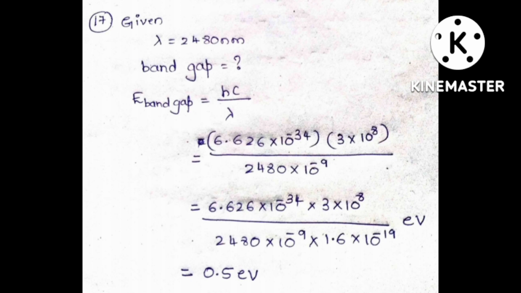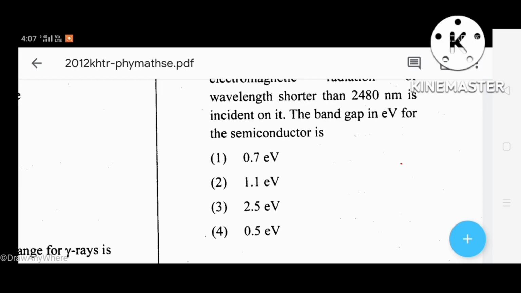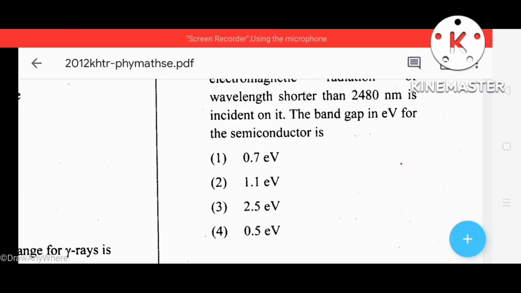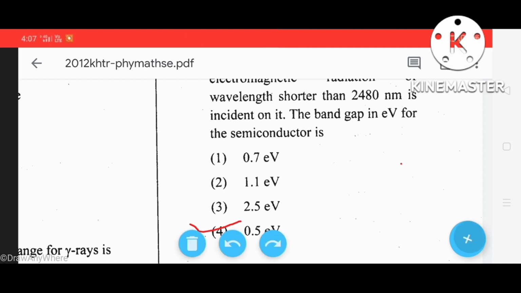h and c are having the standard values. Then lambda is already given here. To solve it in electron volt, we divide by 1.6 into 10 raised to minus 19. For question number 17, we are having 0.5 electron volt. That is, the fourth option will be the correct answer here.